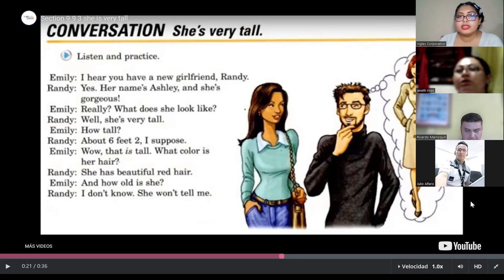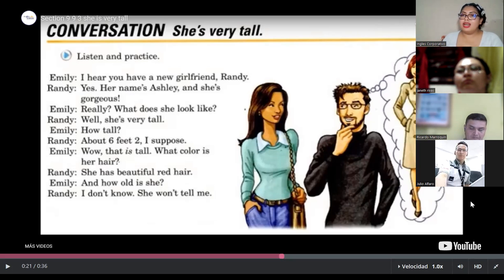Really? What does she look like? ¿Cómo luce ella? Ahí donde él dice, es maravillosa, Emily quiere saber, ¿por qué es tan maravillosa? ¿Cómo luce esta chica? Para hacerme una idea de si es o no maravillosa, ¿no? And he said, that is a very basic answer. She's very tall. Es muy alta. No es como que me está dando a mí una idea de cómo luce ella. Es muy alta. And that's it.